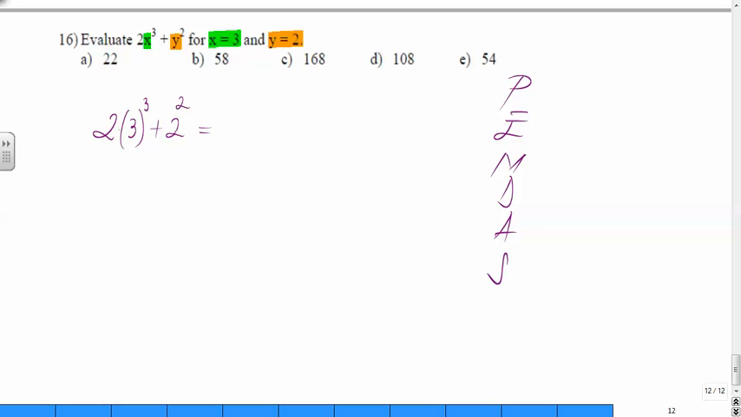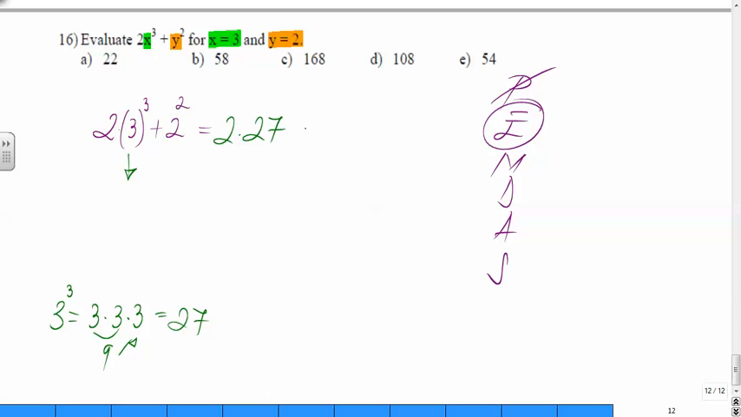Parentheses, well, there's one, not necessary. We just put it there to understand how we did the substitution, but I had exponents. Exponent: 3 cubed is actually what? 3 cubed equals 3 times 3 times 3, and that is what? 3 times 3, 9 times 3, right? It's going to be 27. 2 times 27 plus, what is 2 squared? Well, that is 4, ladies and gentlemen.